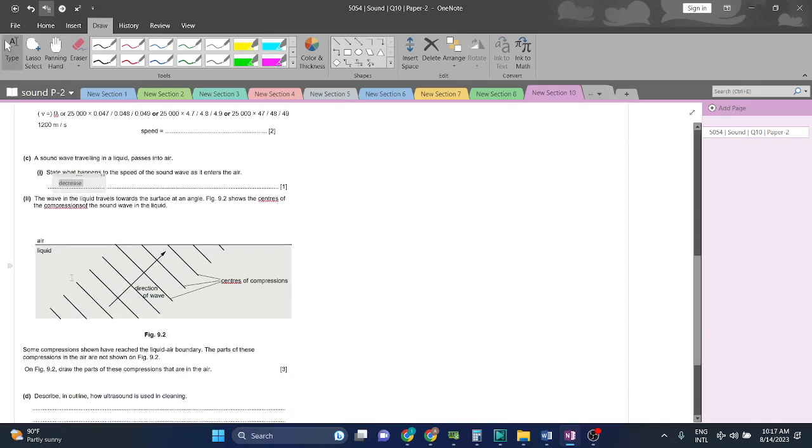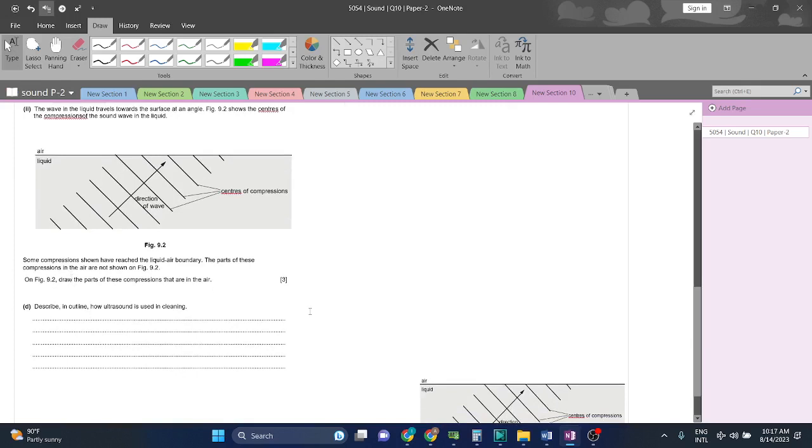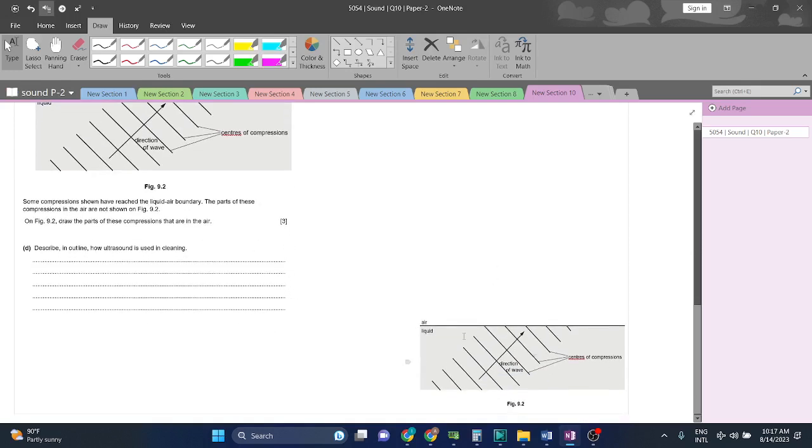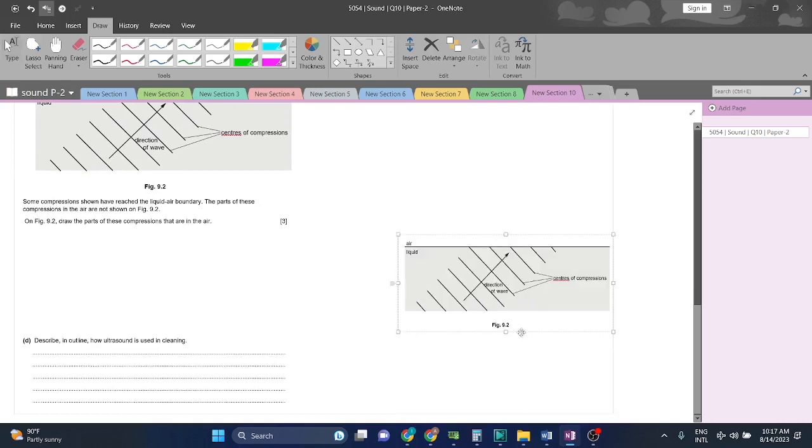आगे, the wave in the liquid travels towards the surface at an angle. Figure 9.1 shows the centers of the compression of the sound wave in the liquid. Some compressions shown have reached the liquid-air boundary. The parts of these compressions in the air are not shown in figure 9.2. On figure 9.2, draw the part of these compressions that are in the air. अच्छा ये मैंने यहाँ रख दिया है.